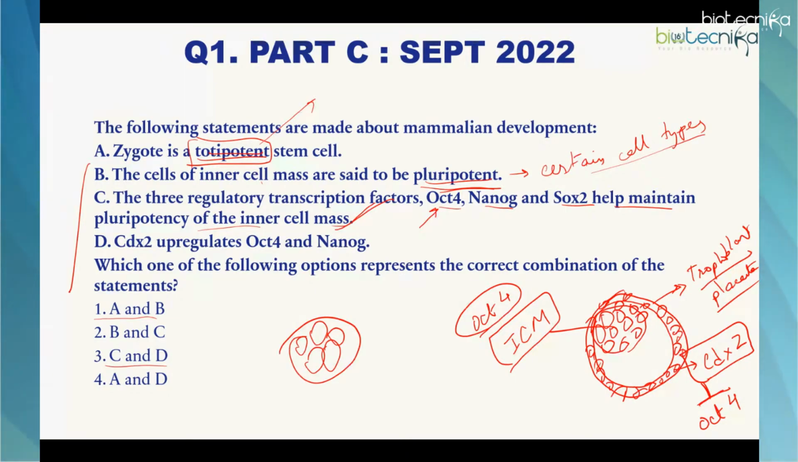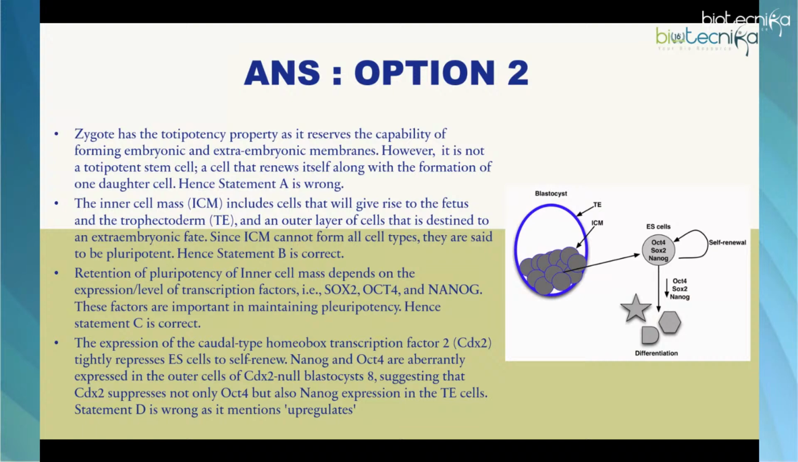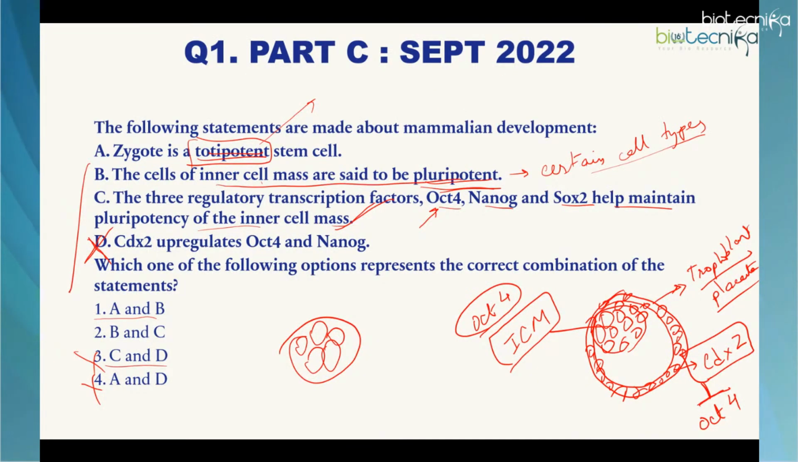So clearly D is wrong, so neither 3 nor 4 can be correct. Why? Because it says CDX2 upregulates OCT4, but it is actually the other way around. It downregulates OCT4. So the correct answer over here is option 2. As I said, inner cell mass cells are pluripotent because they cannot make the placenta. They can only make the embryo, most of the cells, but they cannot make the extraembryonic membrane. That is why it is correct. You have to choose the correct combination. And even the three regulatory factors statement is correct.